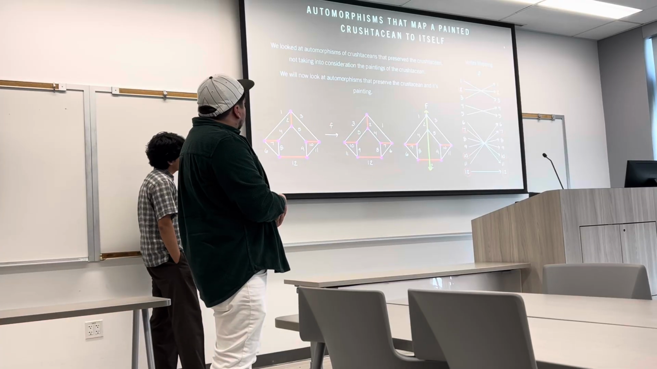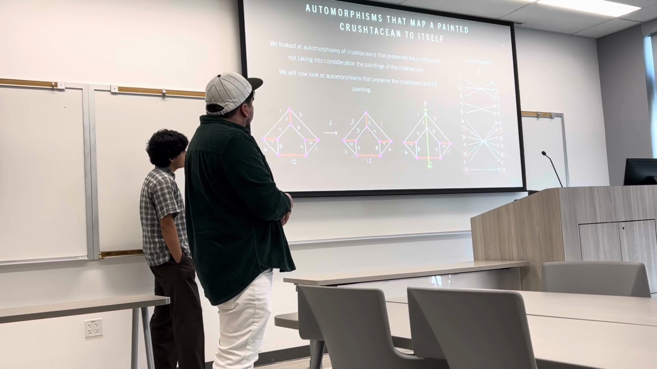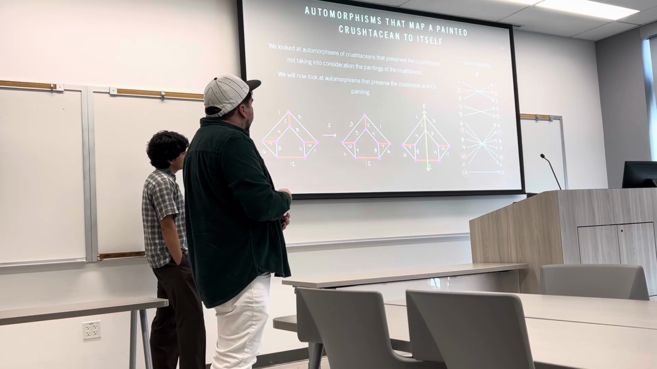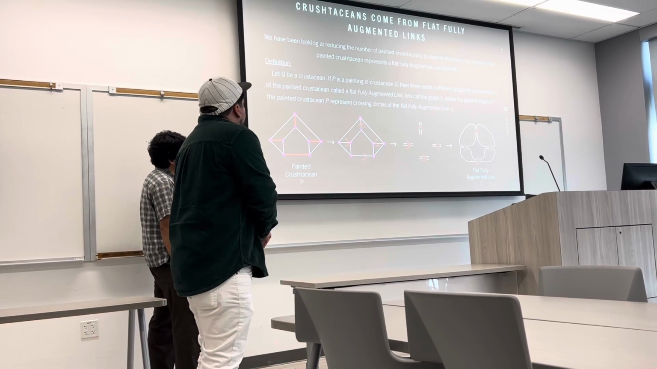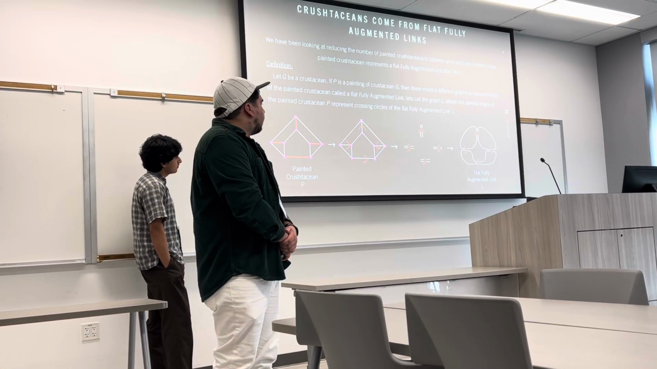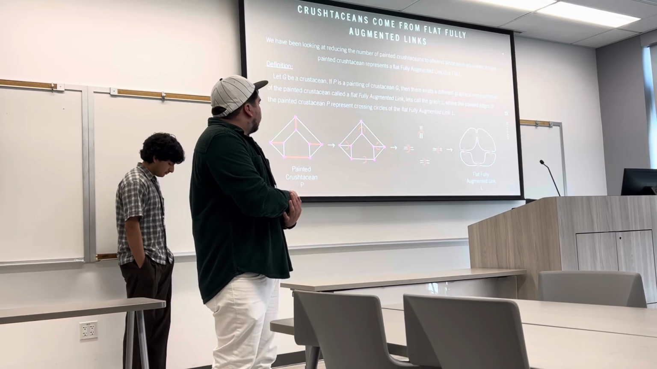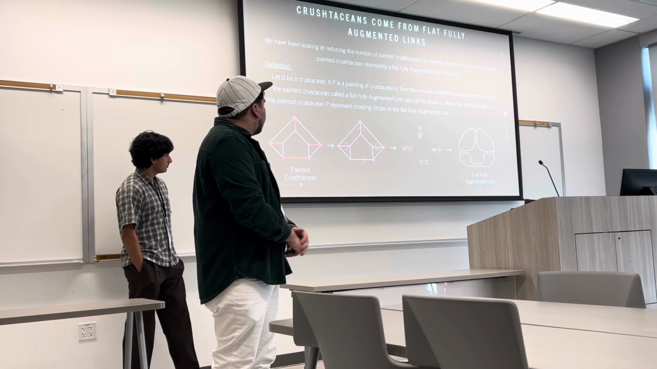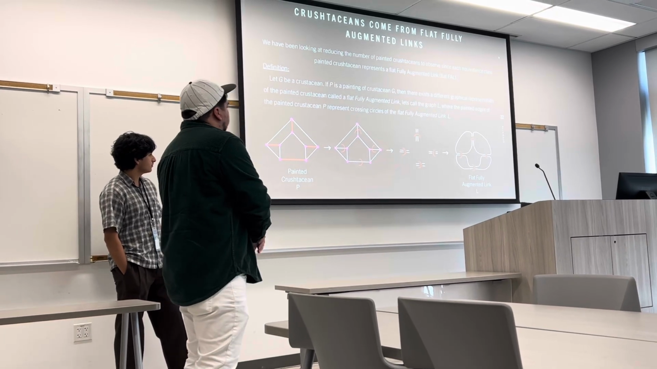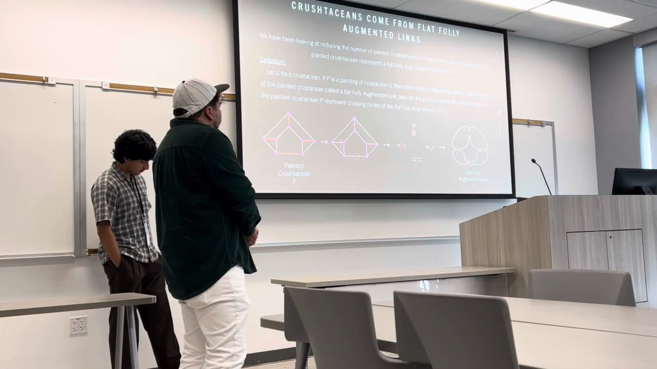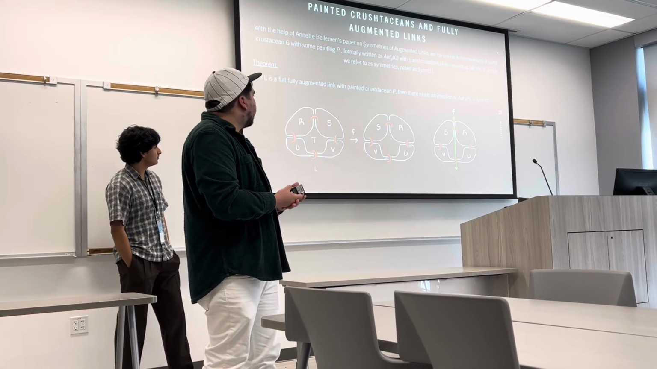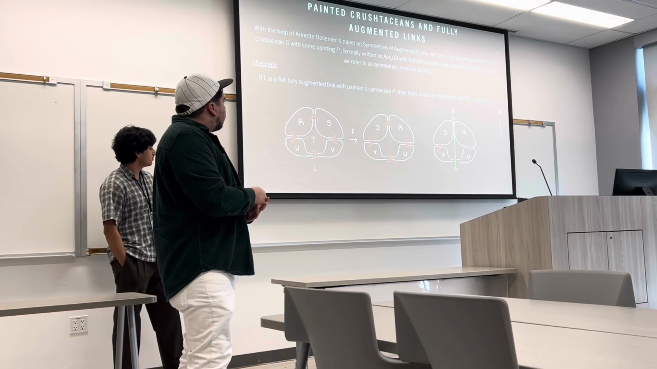Now we do. This is an example of one of them, this painted crustacean. In its automorphism, the red edges stay the same, and what we did was a reflection down the middle. And the reason why they're important is because painted crustaceans come from something called flat fully augmented links. And this is something within topology. And here's just a quick example of how to get from a painted crustacean to a flat fully augmented link. And the reason why they're important is that every automorphism that preserves the painted edges is also a transformation of the flat FAL. This is an example.